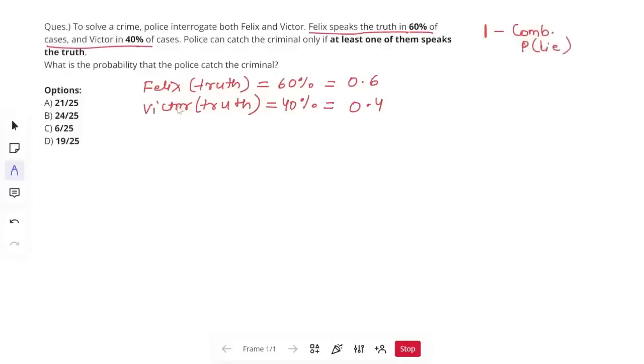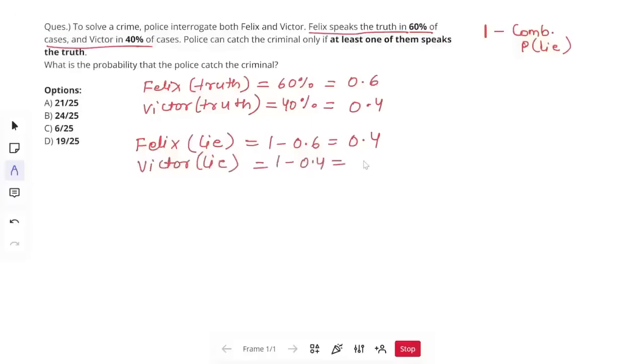So till now we have found out the probability of truth for Felix and Victor. Now what we will do is find out the probability of lie. So Felix's lie probability is how much? If 0.6 is for truth, the remaining will be lie, which is 1 minus 0.6. 1 minus 0.6 is going to give us 0.4. In the same way, for Victor, the lie probability is 1 minus 0.4. This is going to give us 0.6. So we have got the lie probability.